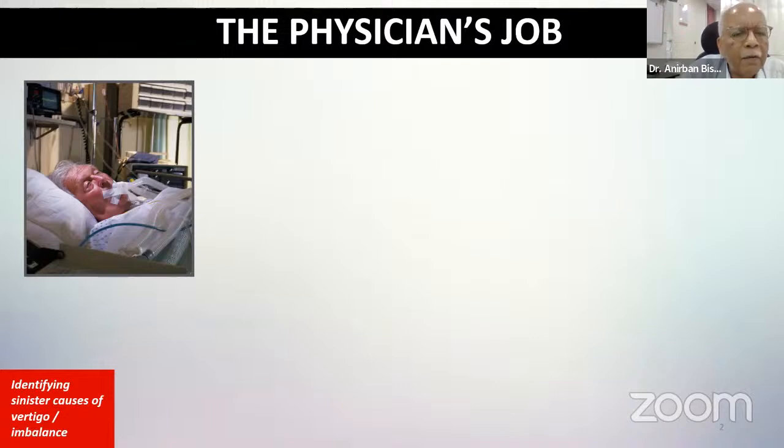It can be due to trivial causes like vestibular neuritis. It can be due to diseases like Meniere's disease. But as a physician, your job is to identify the sinister causes of vertigo and imbalance. Which patient is in a bad shape, that you need to know and identify beforehand. Otherwise, you'll be in serious trouble. So, step number one in this is identifying the sinister causes of vertigo and imbalance.